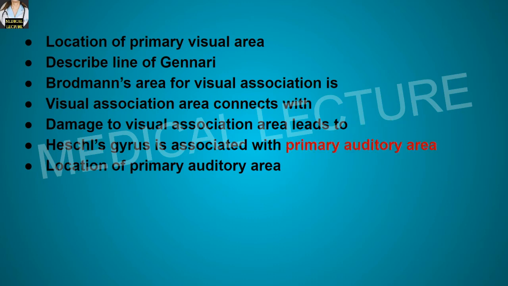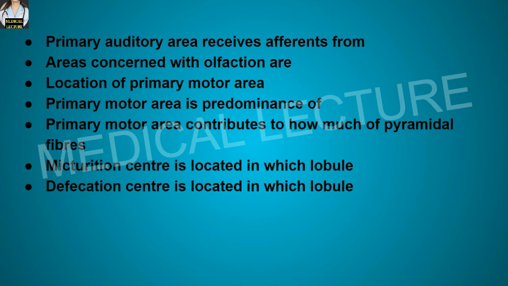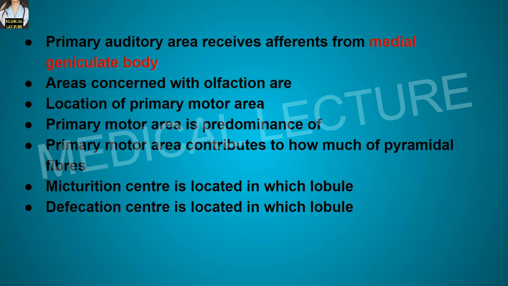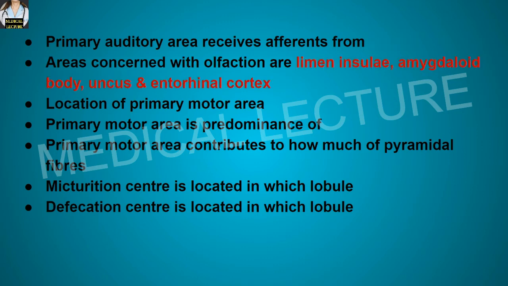Heschl's gyrus is associated with primary auditory area. What is the location of the primary auditory area? It lies in the floor of the lateral sulcus, and the areas included are area 41 and 42. Primary auditory area receives afferents from medial geniculate body. Areas concerned with olfaction are limbic insula, amygdaloid body, uncus and the entorhinal cortex.